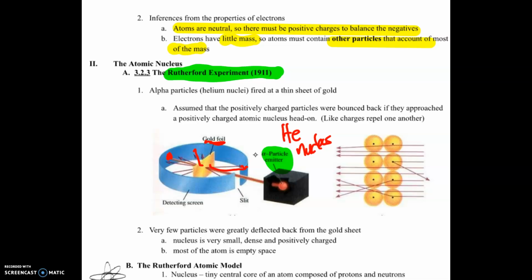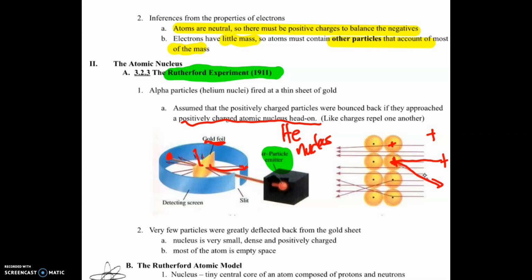So what was actually going on? He assumed that the positively charged particles were bounced back if they approached a positively charged atomic nucleus head-on, like charges repel. So he had positive charges coming in. That's what all these lines are. The nuclei are very small and positive. Now, most go all the way through because most of the atom is empty space. But if he got a direct hit, that positive particle hitting a positive nucleus, it bounced back.